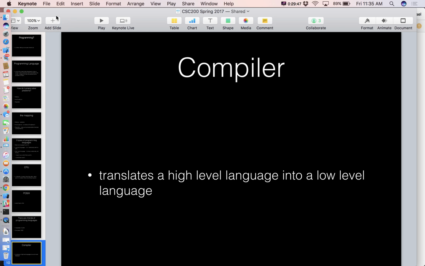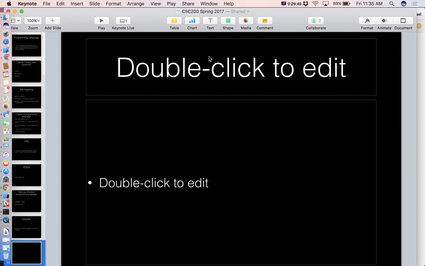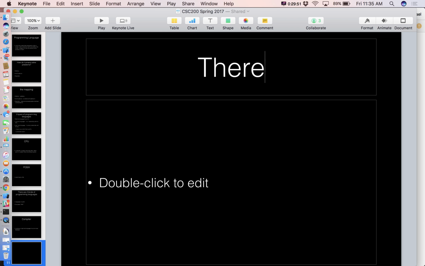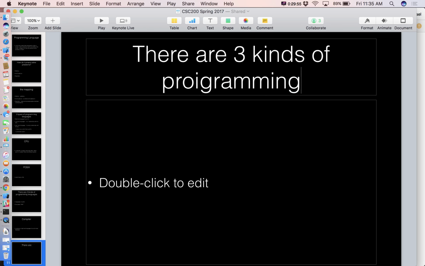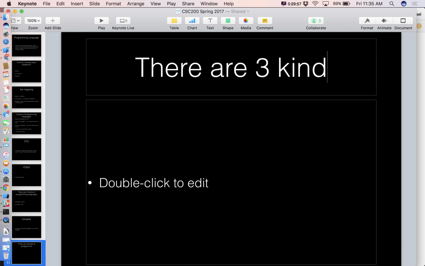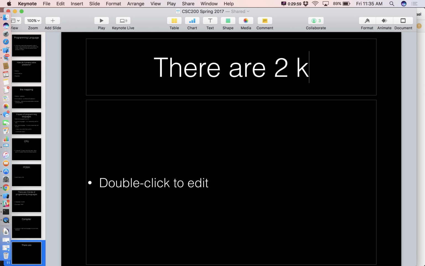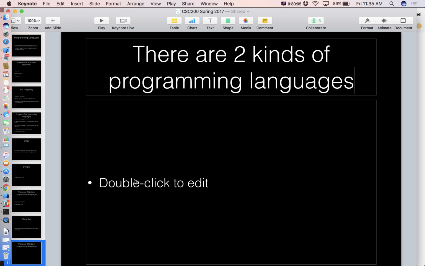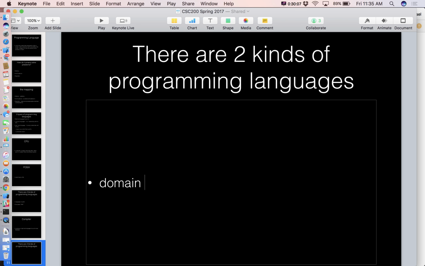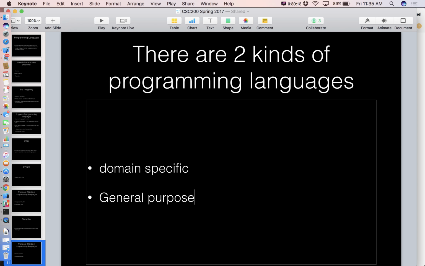Okay. Then we're going to say, actually, let's do two kinds of programming languages. Hey, is it going to fix it? Two kinds of programming languages.